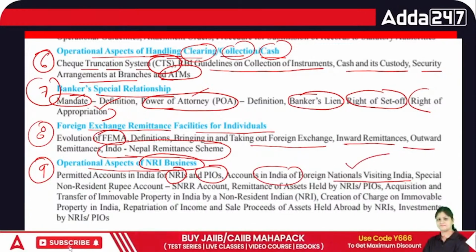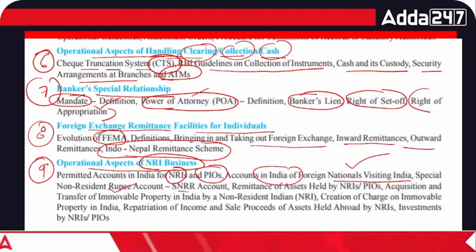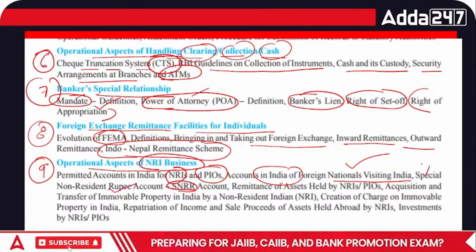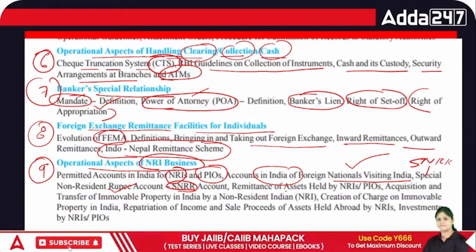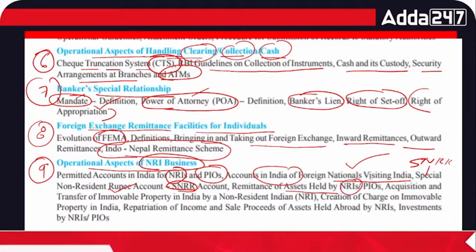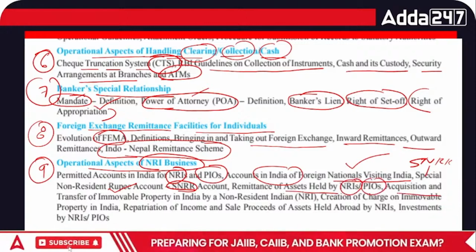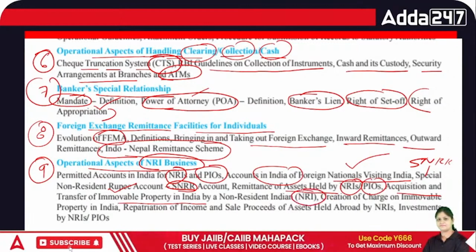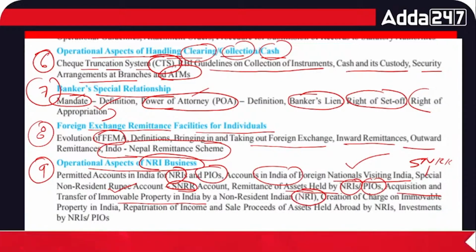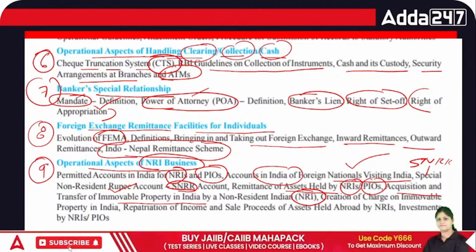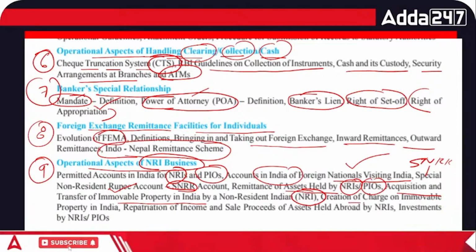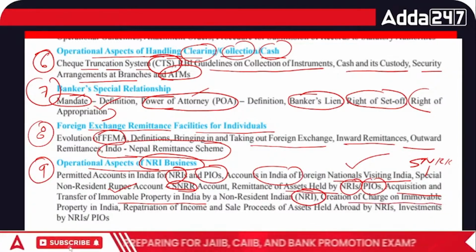Special Non-Resident Rupee account, we call it the SNRR account. So what is the meaning of an SNRR account? Then remittance of assets held by the NRI and PIO, and acquisition and transfer of immovable property in India by NRI. I mean, what type of immovable property can an NRI hold in India, what is the acquisition, and how they can transfer. Then creation of charge on immovable property in India.